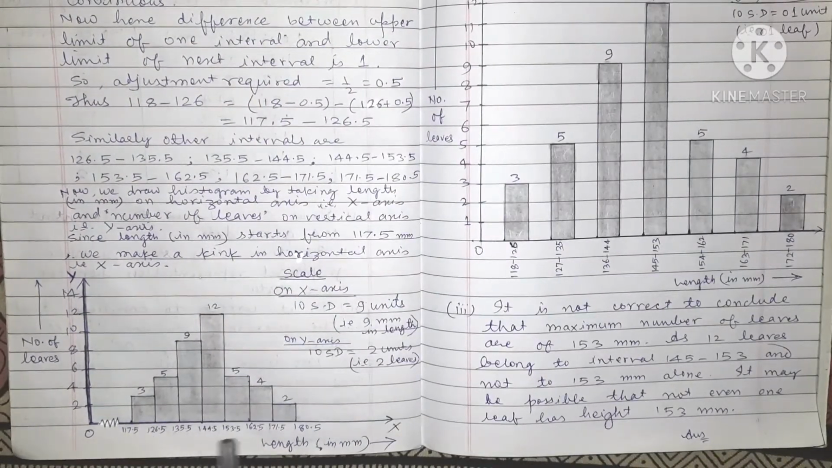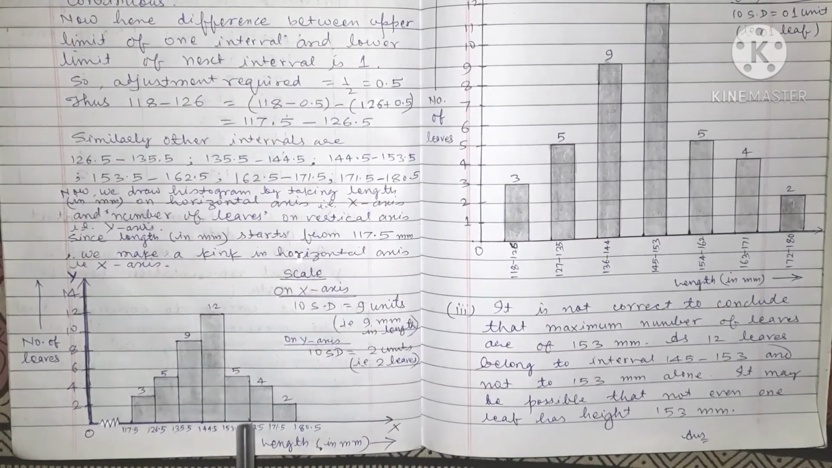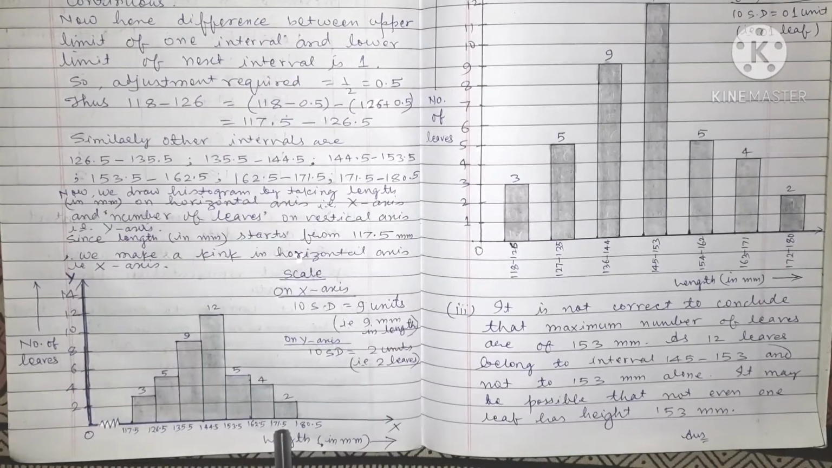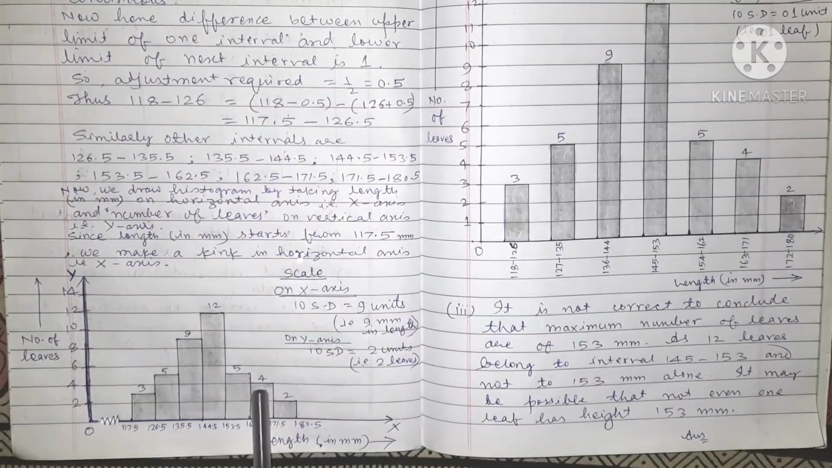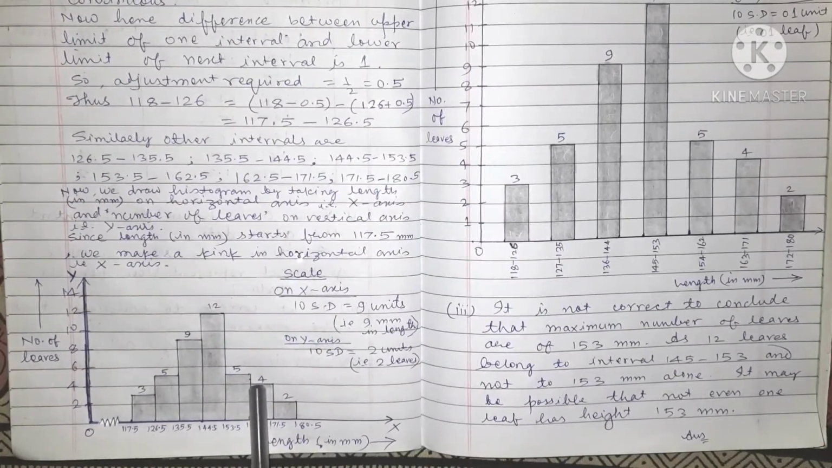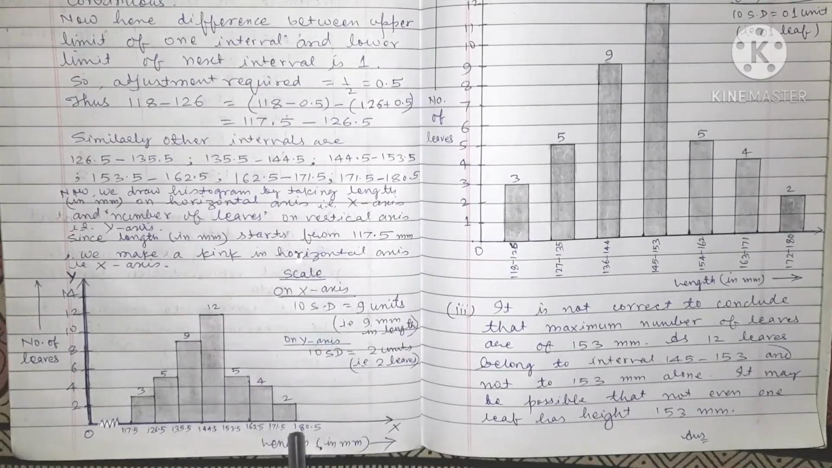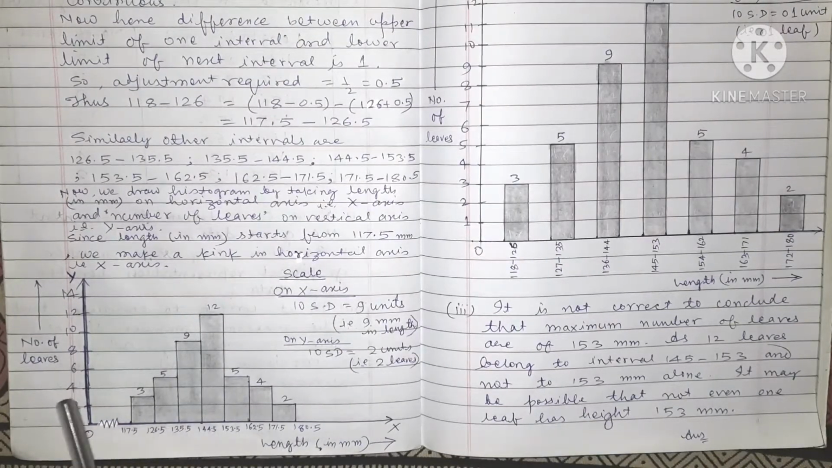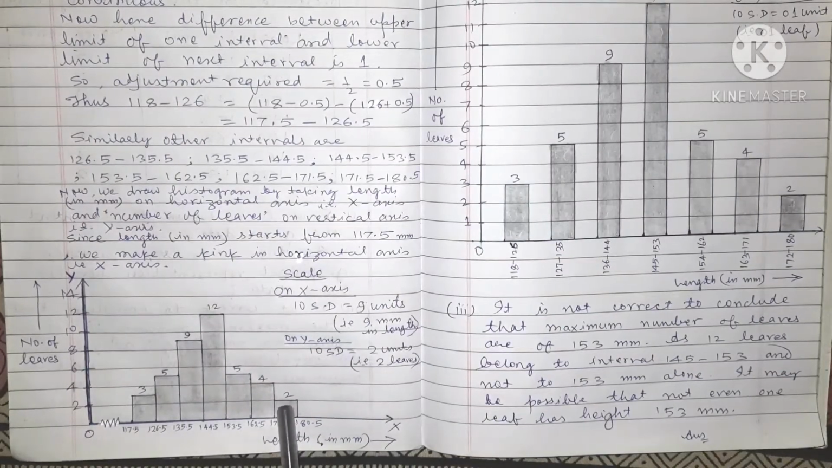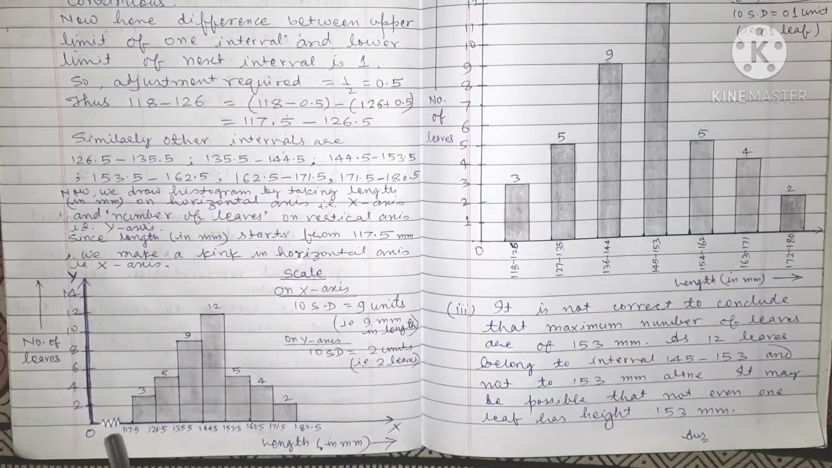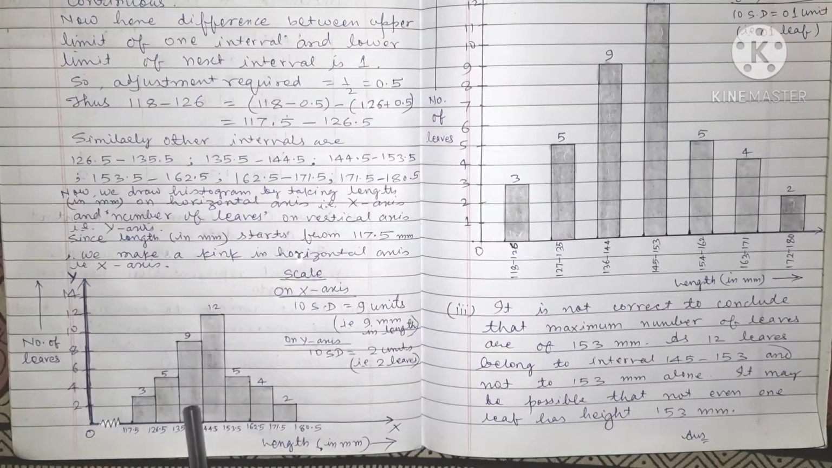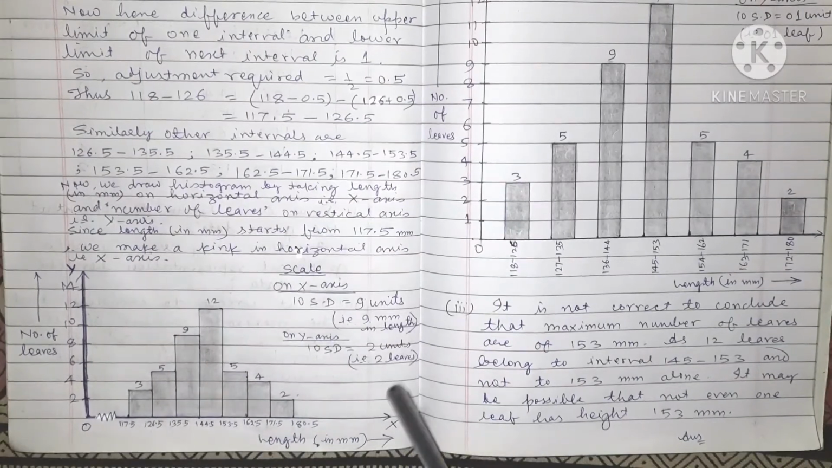153.5 to 162.5, number of leaves 5, so the height of this rectangle is up to 5. 162.5 to 171.5, the height will be up to 4 because the number of leaves is 4. 171.5 to 180.5, number of leaves 2, so the height of this rectangle should be 2. This is the histogram. In a histogram, there is no gap between the rectangles, between the bars. This is the answer of question number 1.